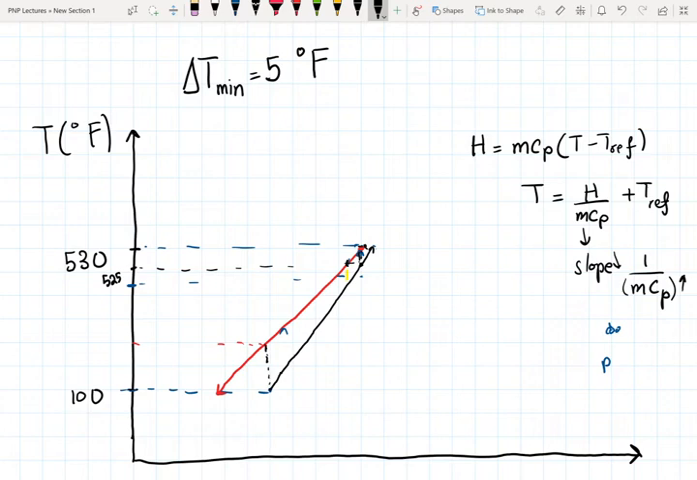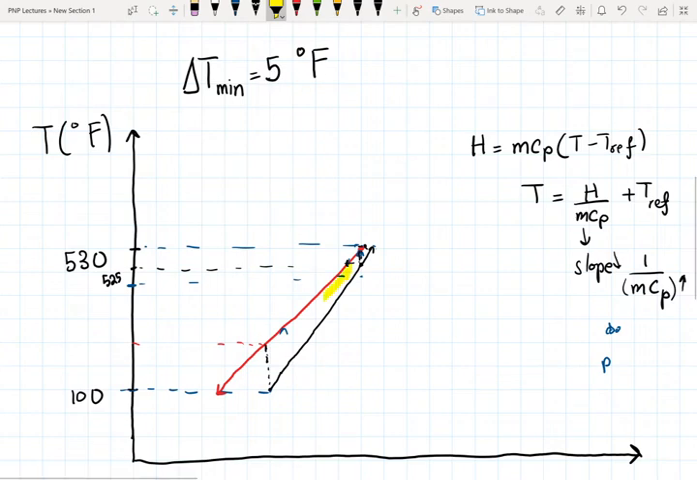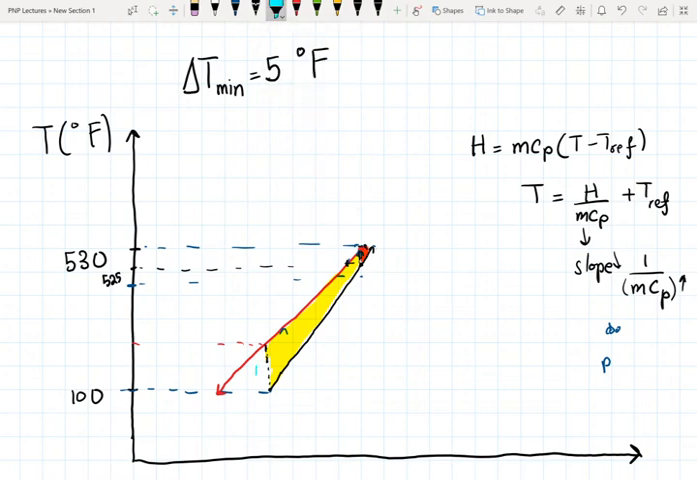Now, as you can see, as you lower the minimum approach temperature, the region over which you're exchanging heat becomes smaller. But now your heat exchangers are going to be bigger because of the smaller temperature difference. Smaller delta T's, smaller driving force, leading to bigger heat exchangers.